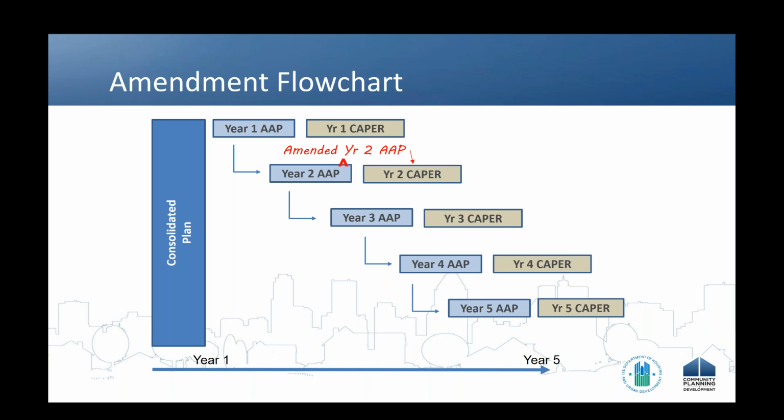So now what that means is all of a sudden your amended year 2 action plan is what you'll want to be using to inform your year 2 CAPER, and you don't want that year 2 CAPER to be based off of your original year 2 action plan. And you also don't necessarily want that original year 2 action plan to be the basis for your year 3 action plan. You want that amended year 2 action plan to be the basis for your year 3 action plan.